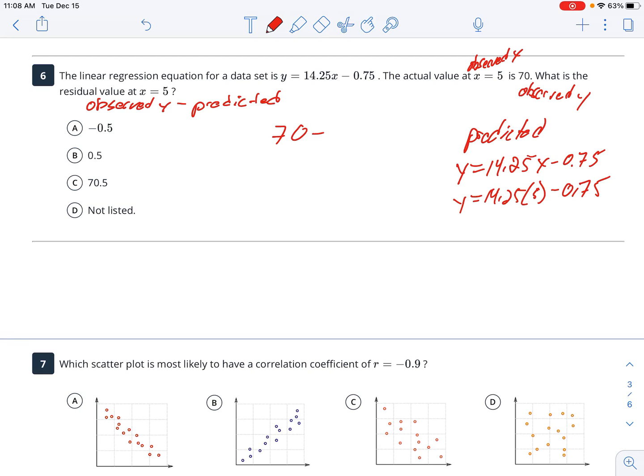And then I go to my calculator and type in 14.25 times 5 minus 0.75. And I get y to be 70.5. So then 70 minus 70.5 gives me negative 0.5.